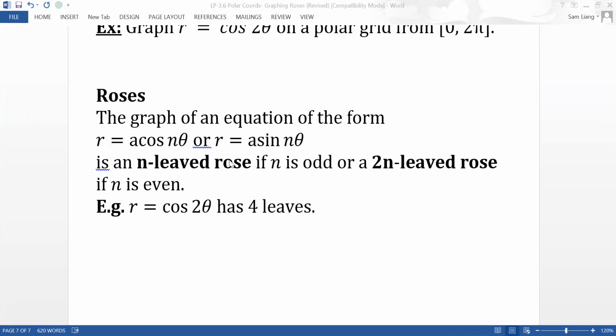All right, thank you for that. So r equals cosine 2 theta is the function that we saw in the do now, and that's the one we just graphed, right? So as you saw, it has 4 loops, right? So 4 leaves.